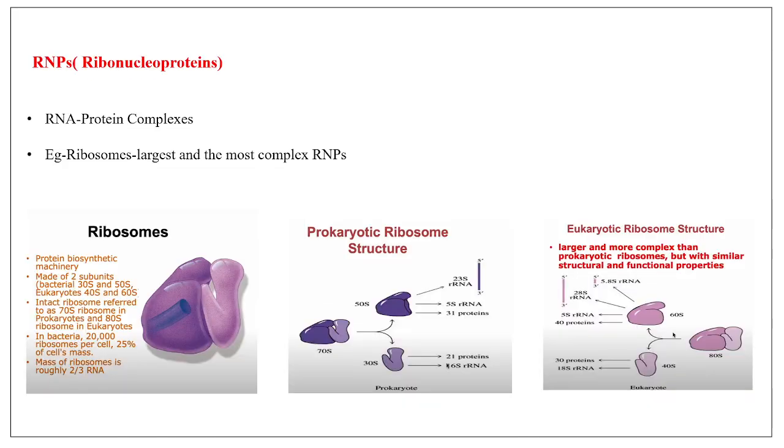So next is RNPs. This concept was also discussed in your class. I have just touched it so that you know what this concept is about. So RNP means ribonucleoproteins, which means they are RNA protein complexes. Okay. For example, one example of RNP is the ribosome, which is the largest and the most complex RNP known. So what are ribosomes? These are the biosynthetic machinery for protein synthesis.